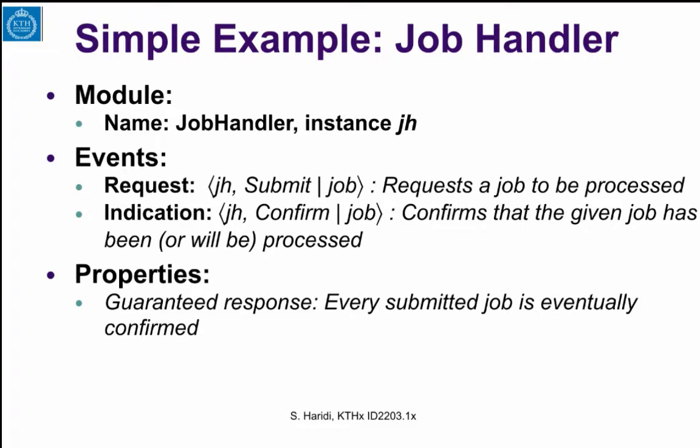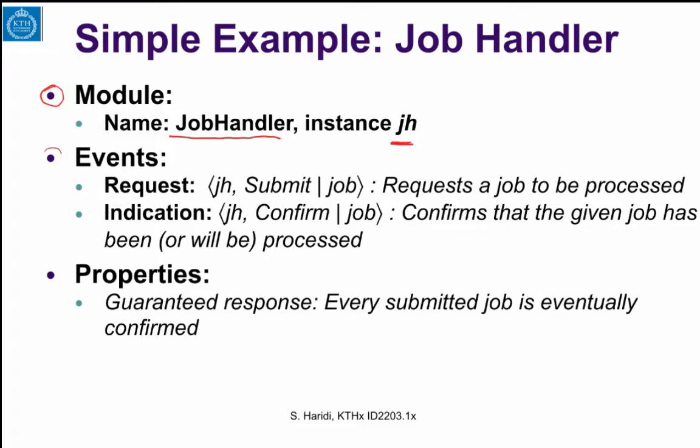So let us look at a simple service. Actually, this is not concurrent or distributed, just a very simple sequential service. This also describes how we are going to specify things. A service is specified by a module, and the module is the name of the service. In this case, the name of that module is JobHandler, and we will use the notation JH to denote any instance of that module. We refer to an instance.